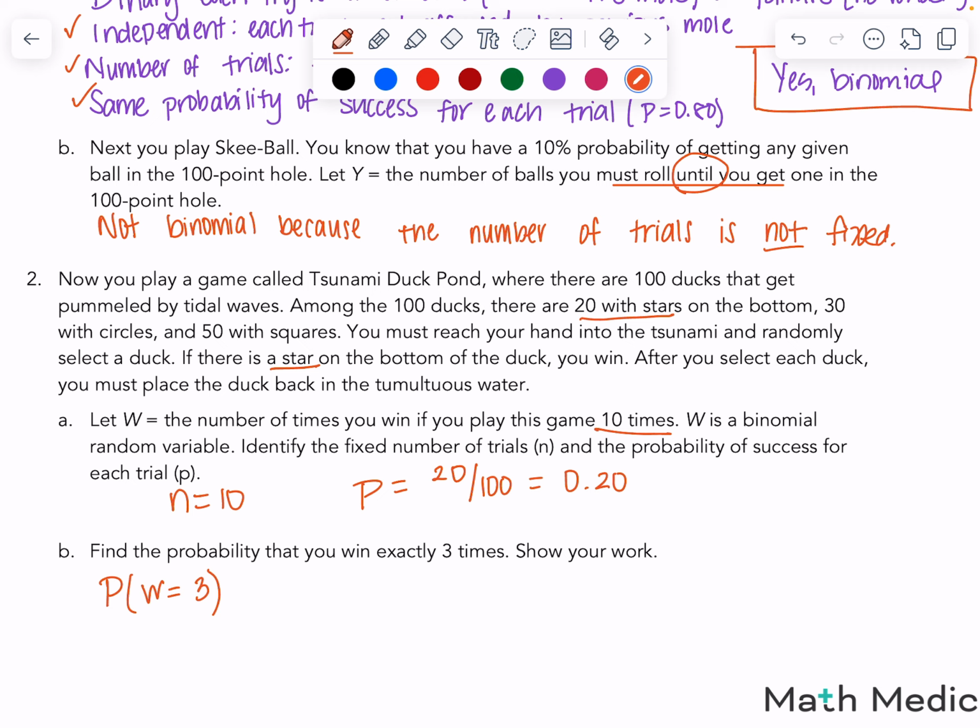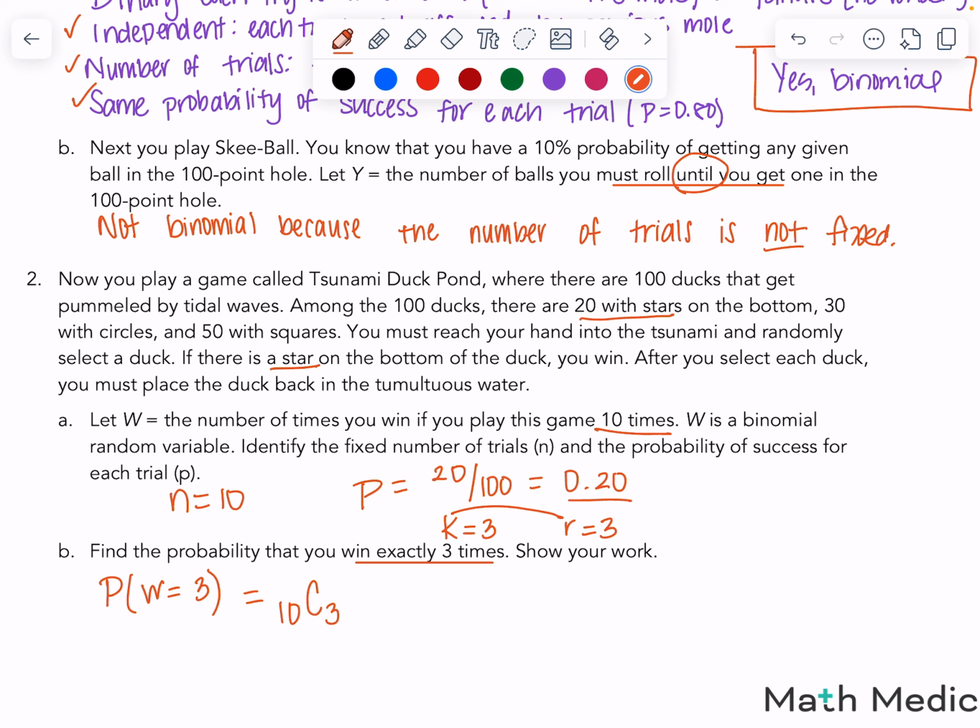All right, so we want to win exactly 3 times. So that is our K value, or maybe that's our R value. Remember that these 2 things mean the same thing. And the probability of success is that 0.2. So we already calculated that. So there are going to be numerous ways of getting 3 of these star ducks out of 10 trials. So we're going to say 10 choose 3.